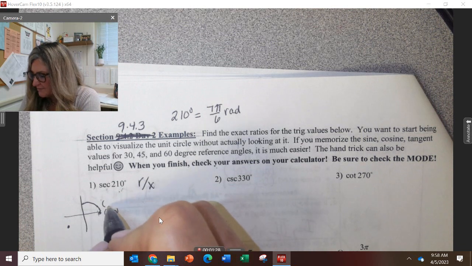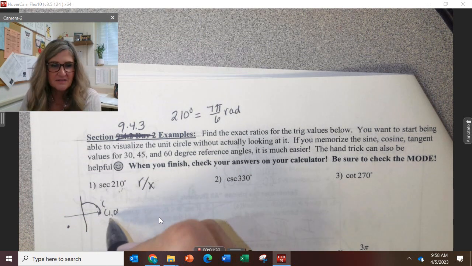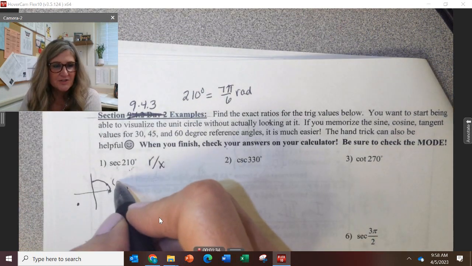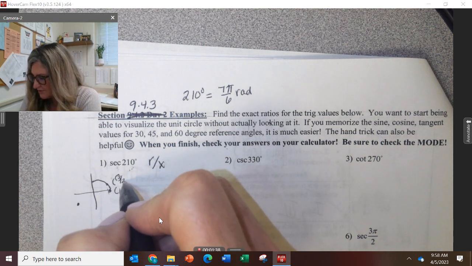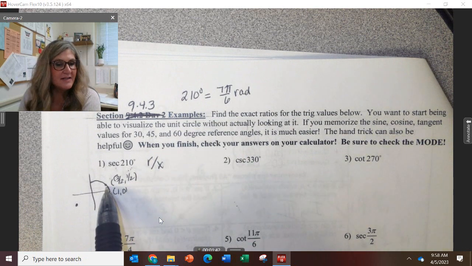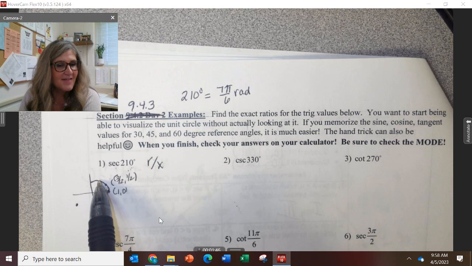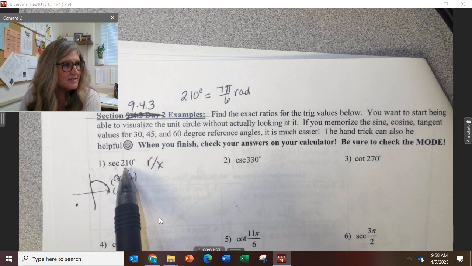So what's this point? Look at the pattern, guys. This is radical 4 over 2, so this x value is going to be radical 3 over 2, 1/2. Okay? That's all I need to know, because this is 0, this is 30, that's 45, that's 60, and that's 90. So this is for the 30-degree reference. Do we have a 30-degree reference?